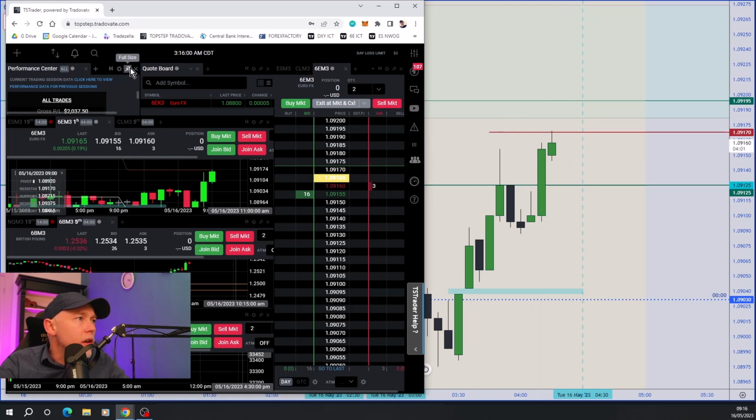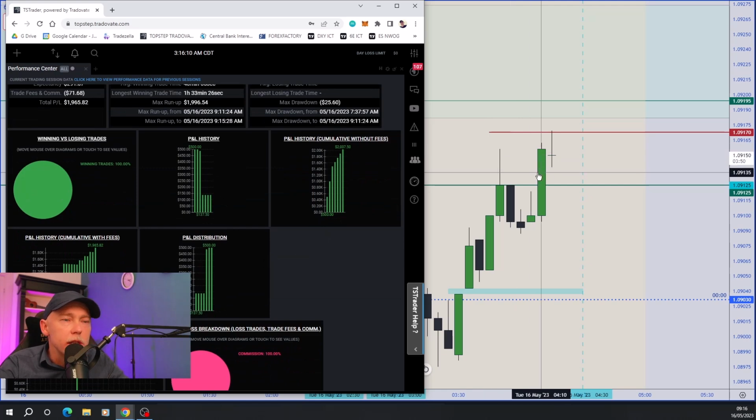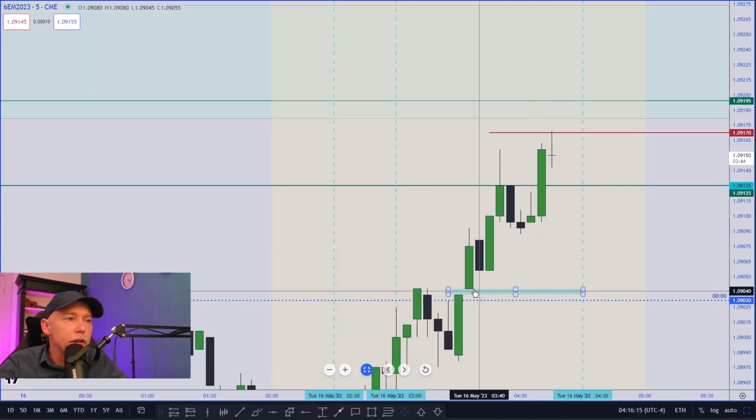Here is our profit and loss for the day. So we've had a profit of $2,037. You can see there in the top left, and 50 percent winning trades. You can see price went to our 1.0917 levels. It's rejected quite quickly off that.